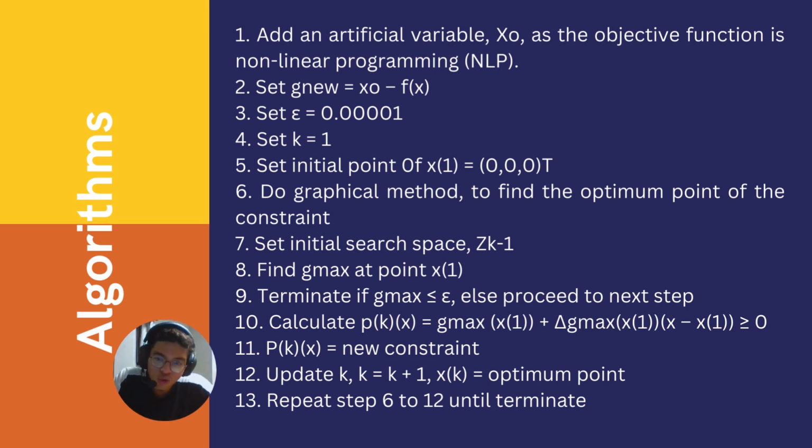After that, we find the Gmax at point x1. Then we terminate if the Gmax is lower than the termination factor, and we go to the next step if the termination factor is not fulfilled. So we calculate the new constraint with the given formula, and then we update the value of k, and then we repeat the step 6 to 12 until the termination factor is fulfilled.